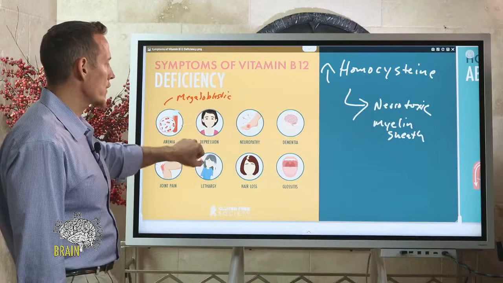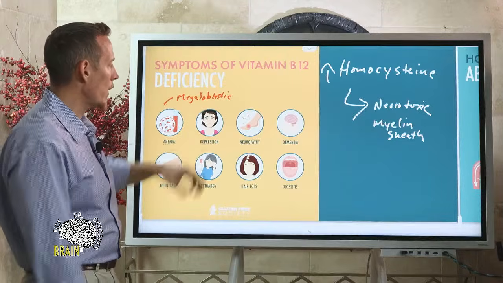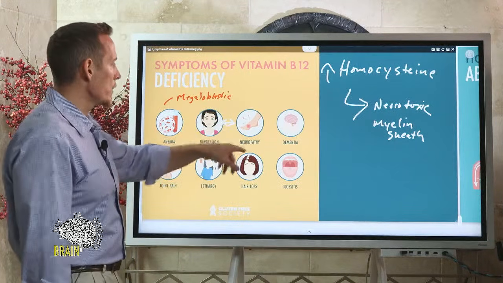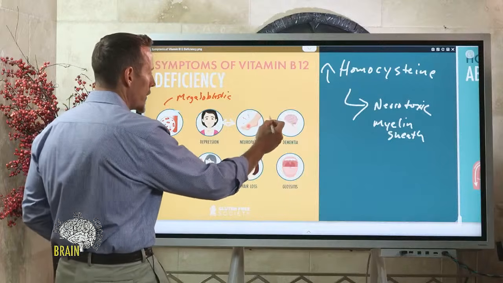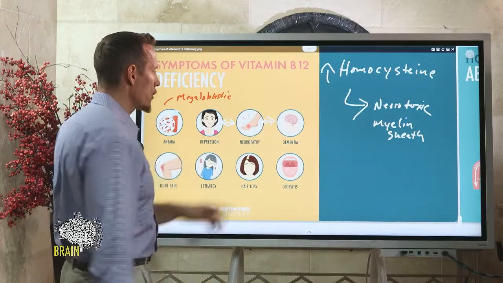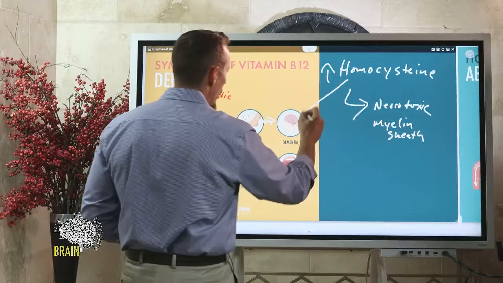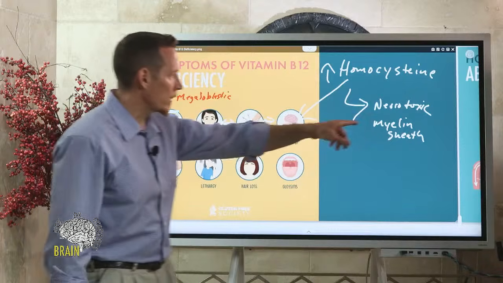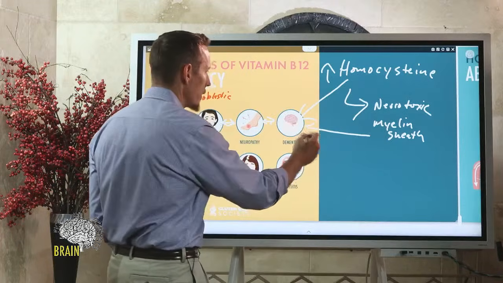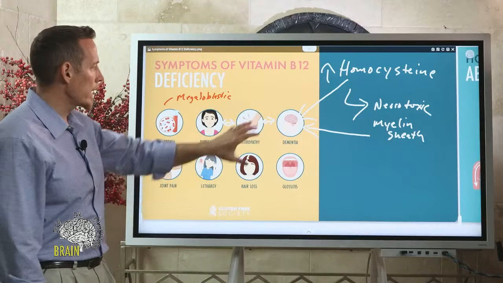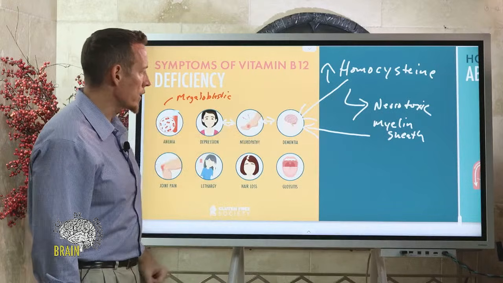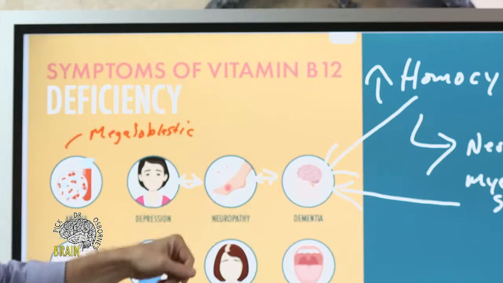Remember, depression is generally a neurological problem. So these two, the depression and the neuropathy, and really even when we look at dementia, some of the earlier research is showing the connection between homocysteine and dementia, or memory or cognitive decline, as well as myelin sheath disturbances. And so again, think of these all three more specifically as neurological types of problems. Now, this is super common.